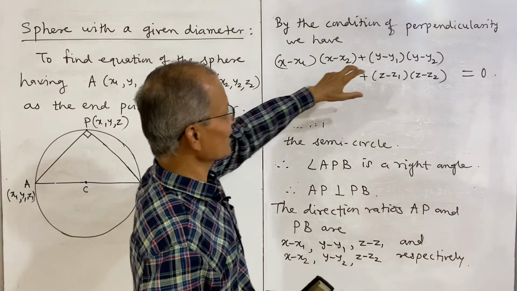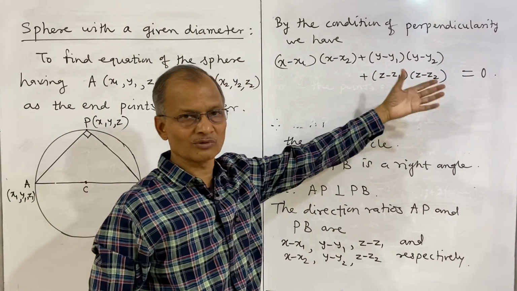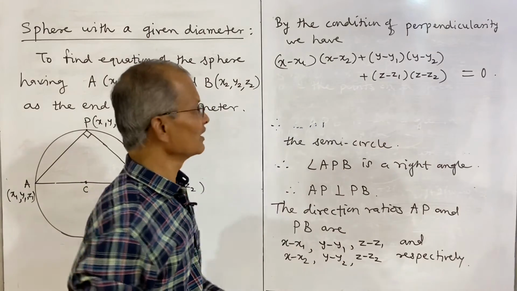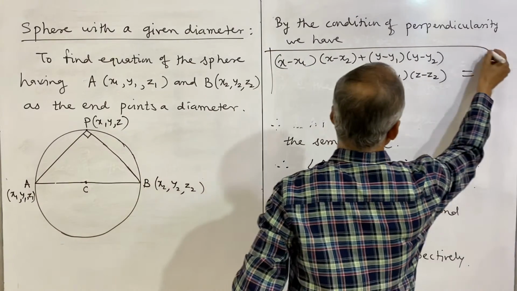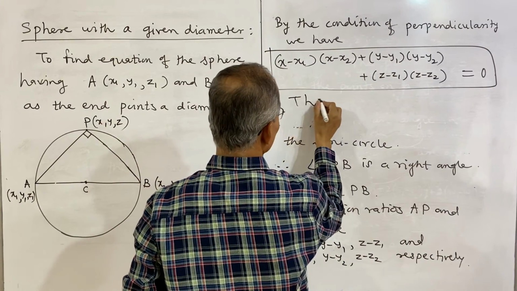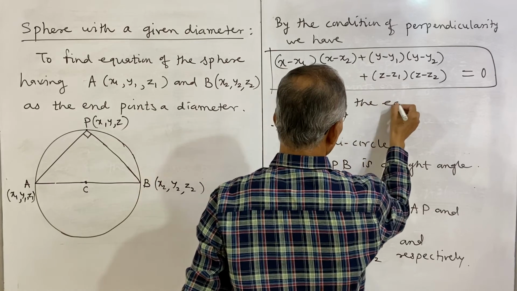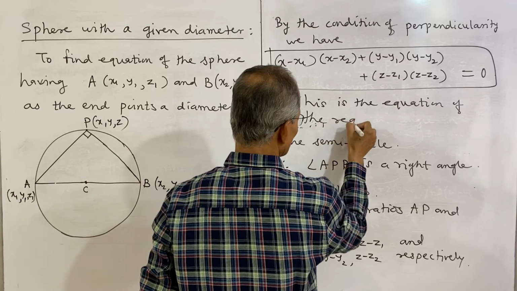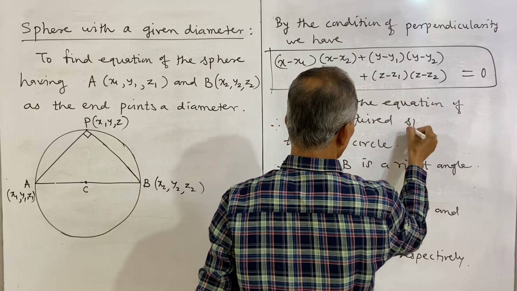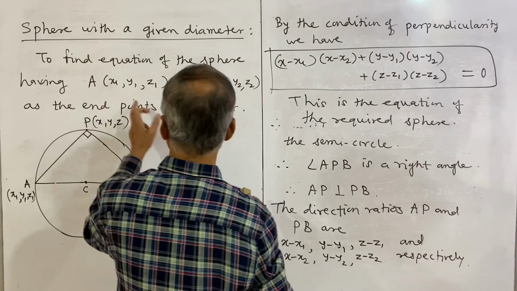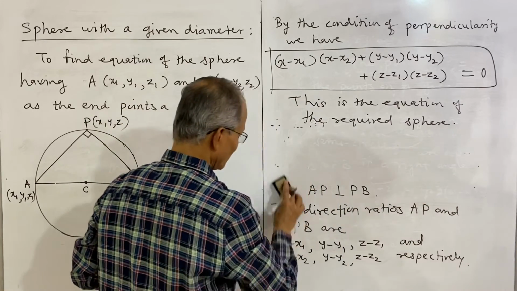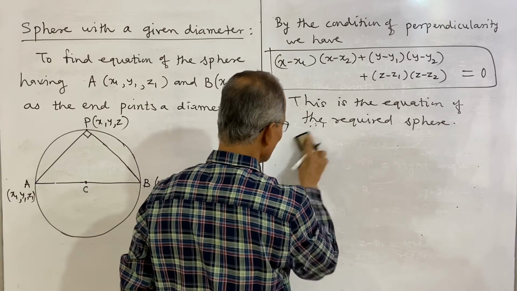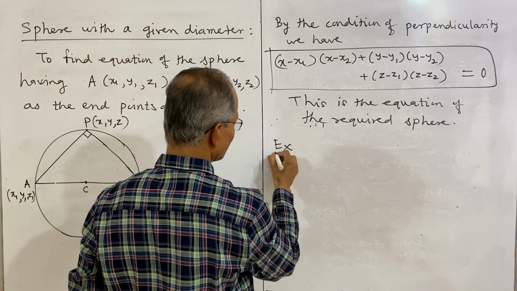The diameter form of a circle contains only the x and y terms, equal to 0. For a sphere, we have one more coordinate, z, and this is the equation of the required sphere, that is, the sphere having extremities of diameter A and B. For an example, it is easy to write the equation of a sphere. So find the equation of the sphere.